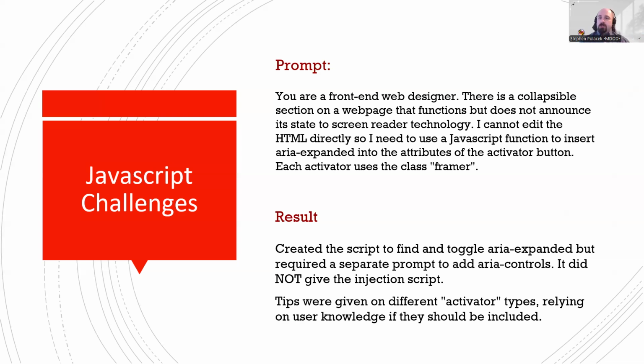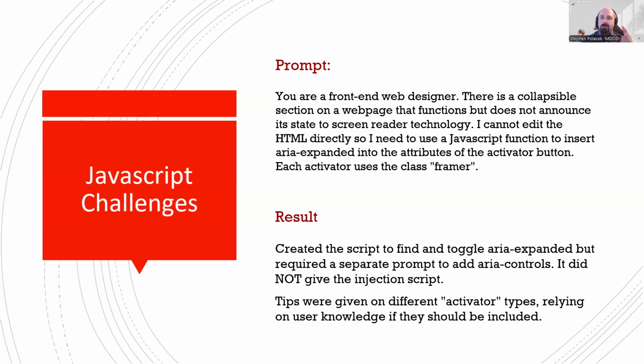So we created this prompt of: you're a front end web designer. There is a collapsible section on a web page that functions but does not announce its state to screen reader technology. I cannot edit the HTML directly, so I need to use a JavaScript function to insert ARIA expanded into the attributes of the activator button. Each activator uses the class framer. So it created a script to find and toggle ARIA expanded on each of those activators that use that class.